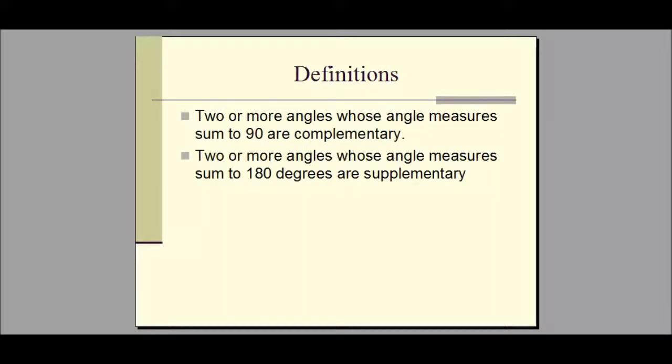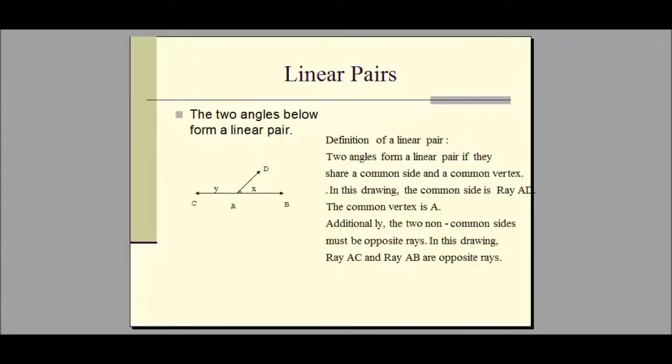Here are some definitions you need to recall. Two or more angles whose angle measures sum to 90 degrees are complementary. Two or more angles whose angle measures sum to 180 degrees are supplementary. Sometimes it's easier to understand supplementary angles if you have an idea of what a linear pair is.